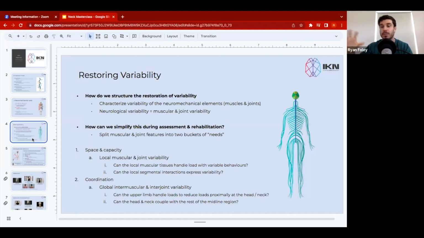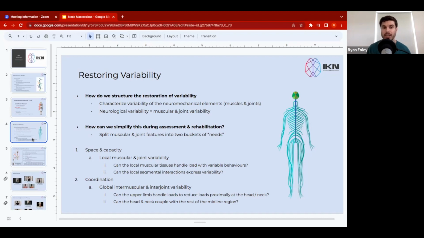Can a joint express variability in terms of how the segments of that joint interact with each other as the muscular tissues are handling forces? Or do we just express a co-contraction around the joint, which will represent a reduction in variability? Okay. Another important point to consider there is, neurological variability is muscular and joint variability.